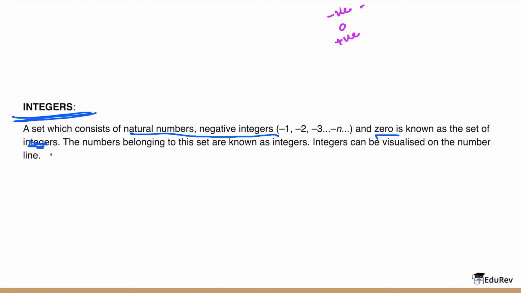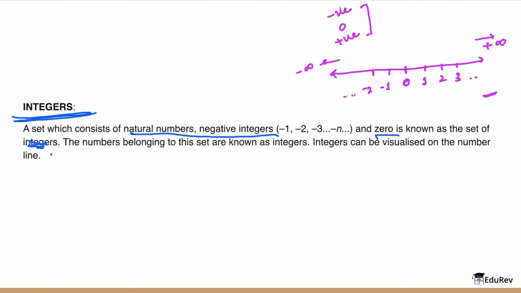Okay, so all these things when combined, they form your integers. That means when I draw your number line, there is going to be 0, your positive numbers, and then your negative numbers as well. So all these numbers are integers. This is approaching positive infinity and this is approaching negative infinity in the other direction. All these numbers are your integers.